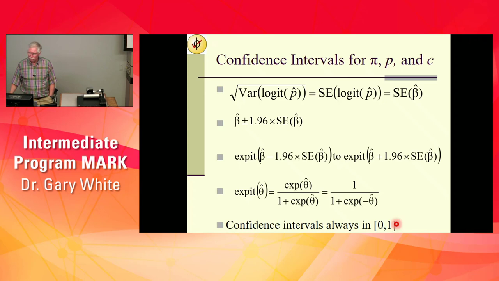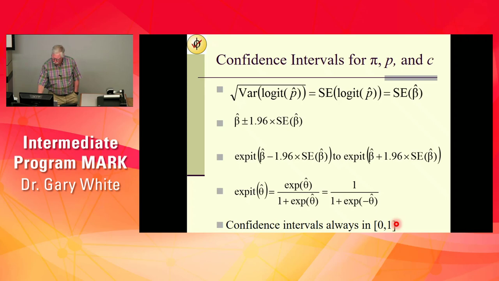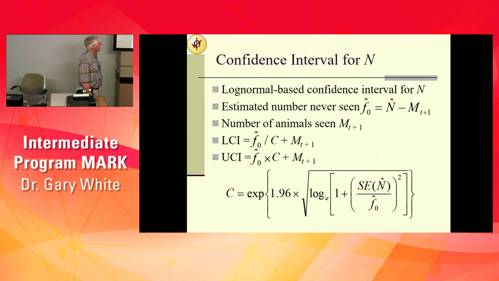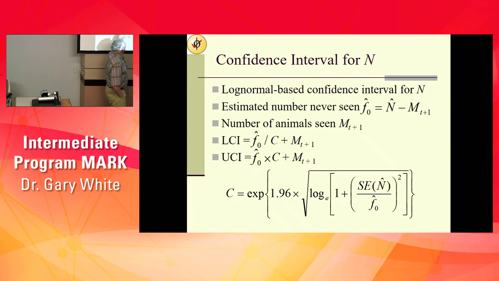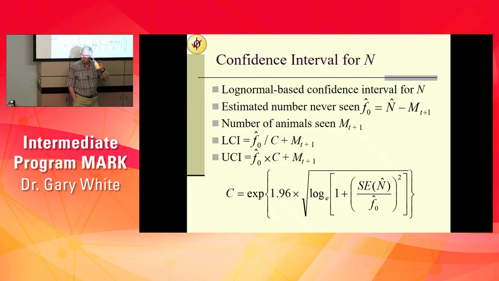All right. Normally on N, I put on confidence intervals that are based on a log normal distribution. And they use this big hairy formula. So the estimated number of animals never seen is F0. We call it F0. It's the frequency of animals that were seen 0 times. And that's just equal to N hat minus M of t plus 1, M of t plus 1 being the number we saw.